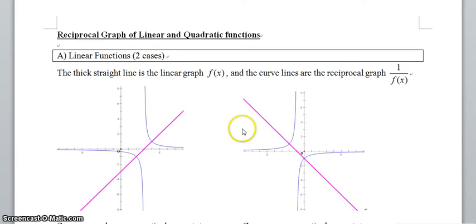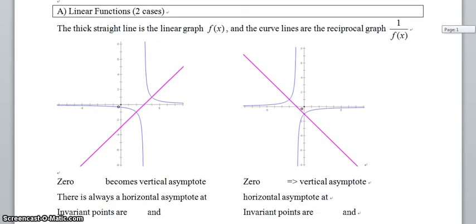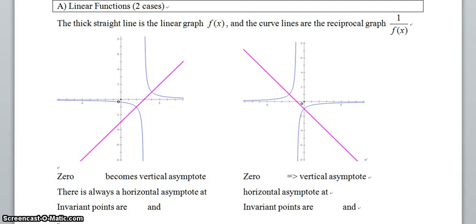Okay, so let's go to this handout. So for the two linear functions, you have two cases. Here we go, and then we will fill in the blank. Okay, so look at this graph. To relate the two graphs, you identify the zeros. The zero here is at (3, 0). And what does that become? It becomes an asymptote here, which is at x equals 3. Okay, (3, 0) becomes x equals 3.